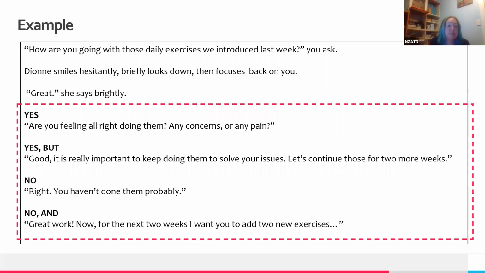So let's look at an example. So again, the exercises at physio, when you have the yes answer, you just say, is like, so are you feeling all right?